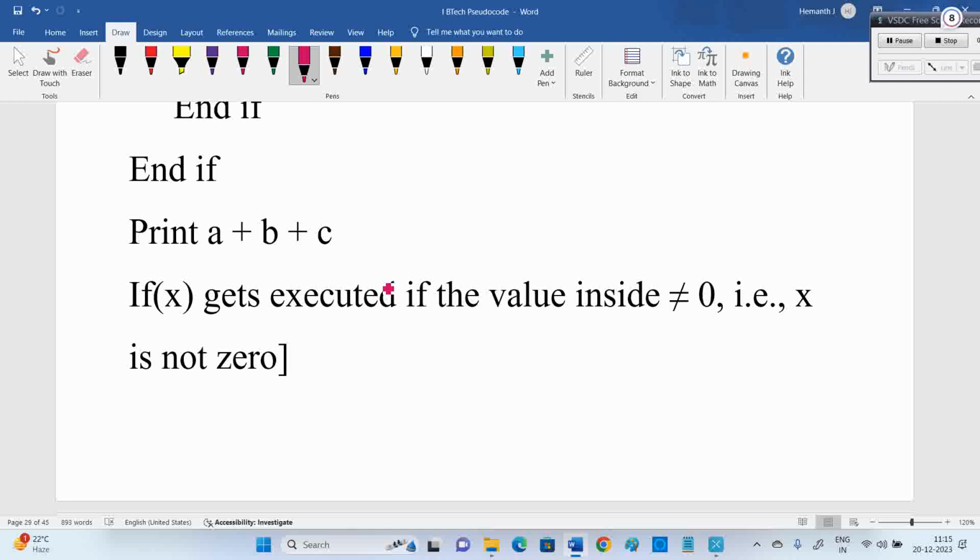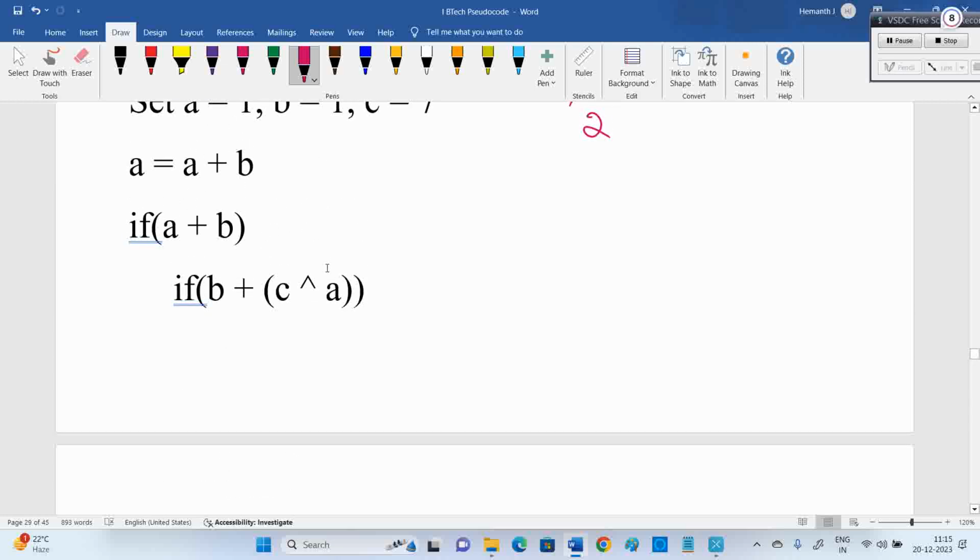If of x gets executed if the inside value is not equal to 0. If it is not equal to 0, then you have to enter. Inside value not equal to 0 means you can enter into that. Simple as that. So here A plus B is 3 now. So if of 3 means the inside value is not equal to 0, so you are entering. Right. Next one is what?